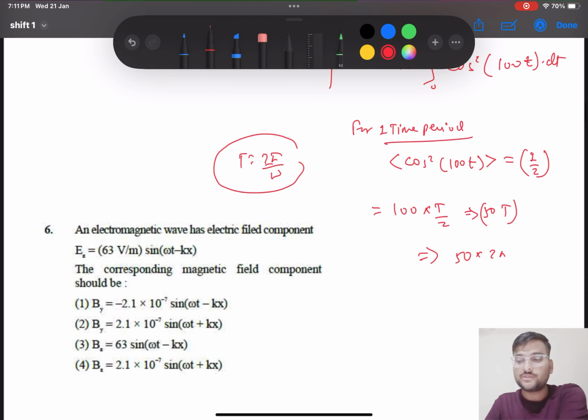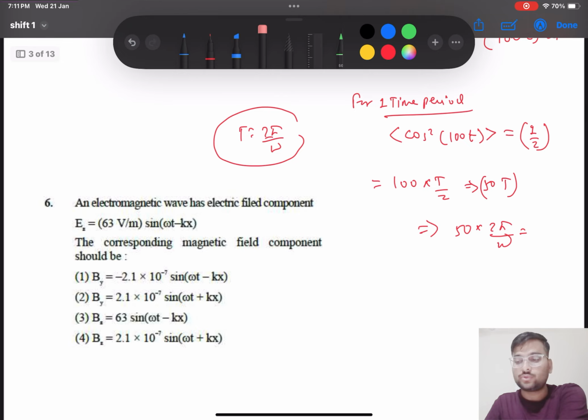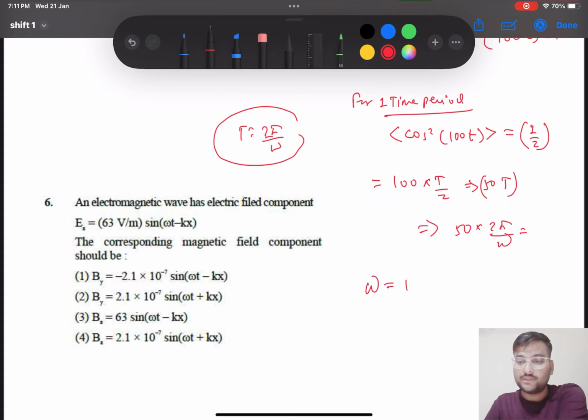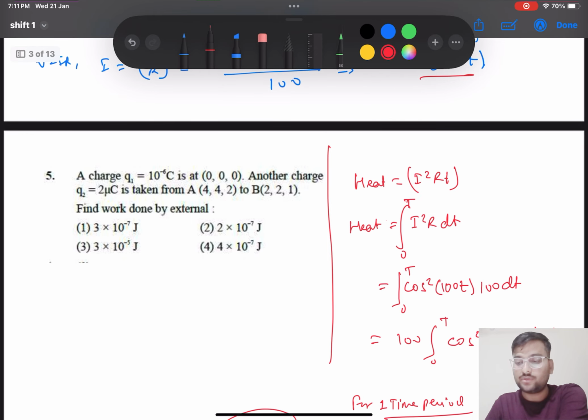And we know that the T formula is 2 pi by omega. So we can say that this is 50 into 2 pi by omega. Omega, we already know, is equal to 100 pi, from sin omega t. So this is 50 into 2 pi divided by 100. The 100 cancels out, so the value becomes pi only. So pi is the correct answer here.